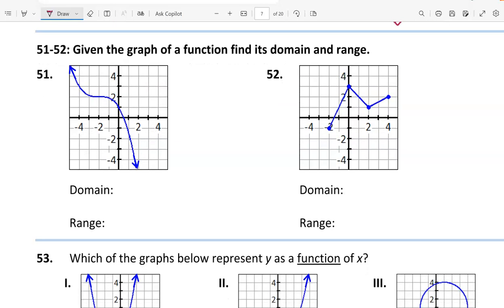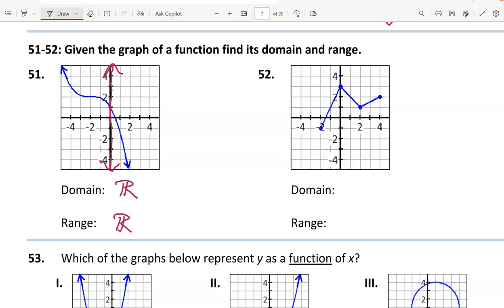For each of these, we're going to give the domain and the range. So the domain is the allowable x values, and you'll notice that this graph has no break from left to right and extends infinitely in both directions. So that means its domain is all real numbers. And now let's take a look at the range. This graph extends with no break from down to up and extends infinitely in both directions, so that means its range is also all real numbers.